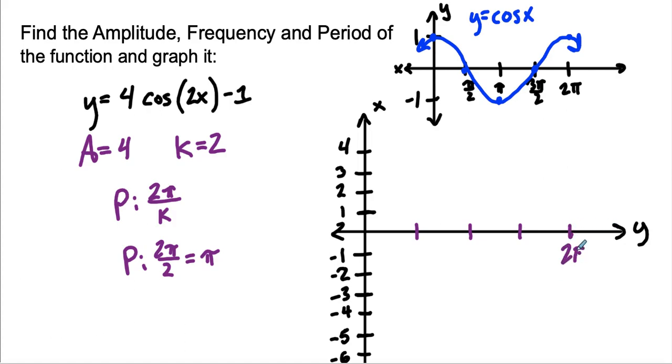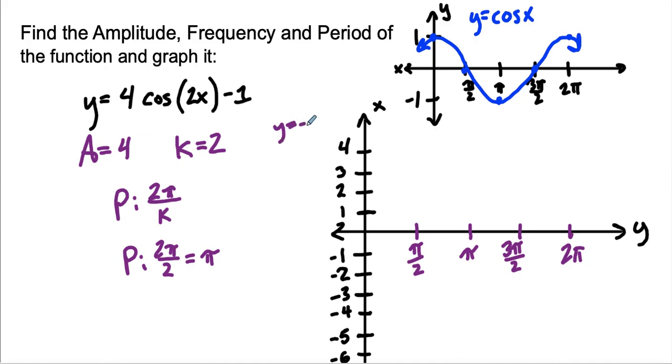So I'm going to go ahead and put my normal pi over 2, then pi, then 3 pi over 2, and then 2 pi. Keeping in mind that it's going to cycle 2 complete times when it gets back to 2 pi. Now, I look at this, -1.